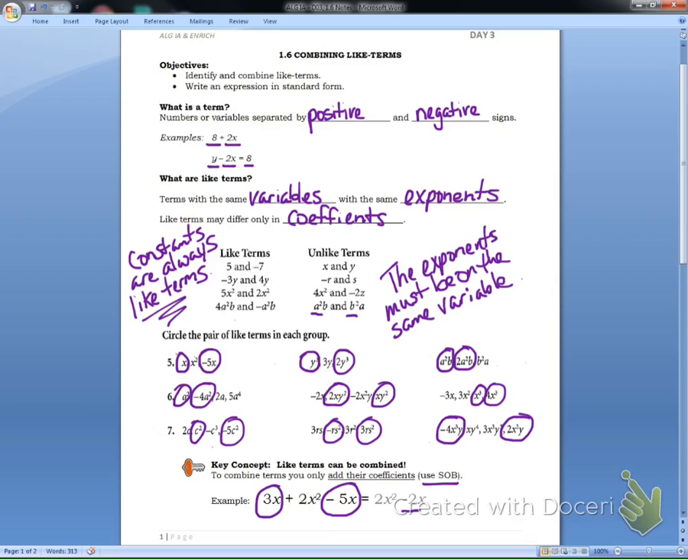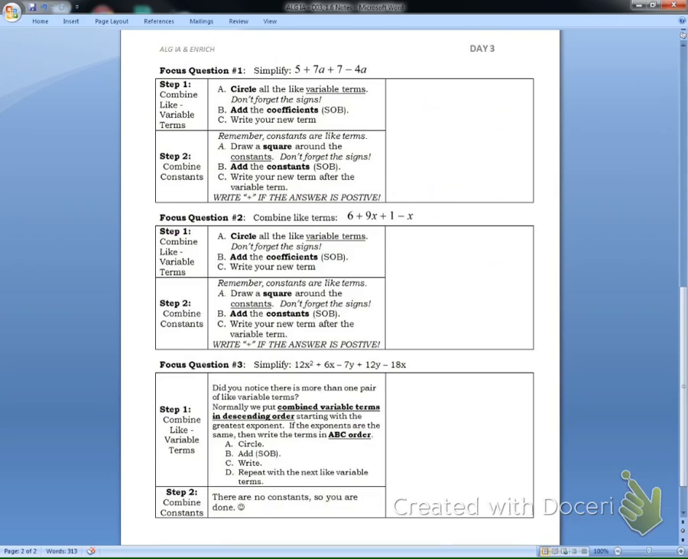What we will do is write these answers in what's called standard form. We start off with our variable terms, with the highest exponents down to the lowest exponents, and then finally our constants. So let's take a look at these. Alright, let's take a look at some examples. Focus question number 1 says to simplify 5 plus 7a plus 7 minus 4a.